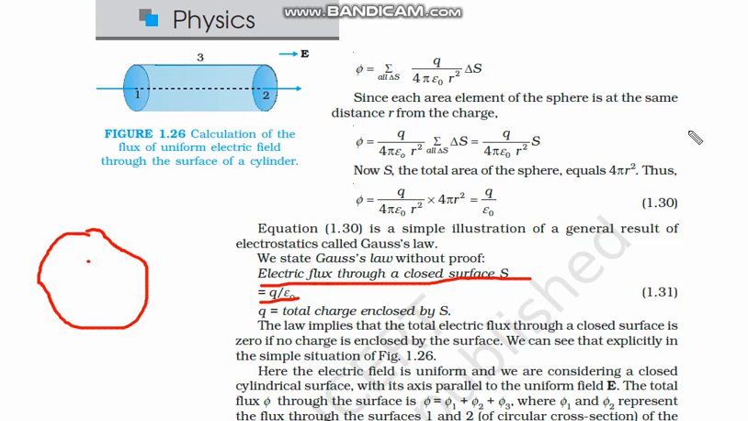So it does not matter what the shape of this surface is, or where this charge is situated. It can be here, here, here, or as well as here. It is always Q upon epsilon naught, the total flux through a closed surface S.